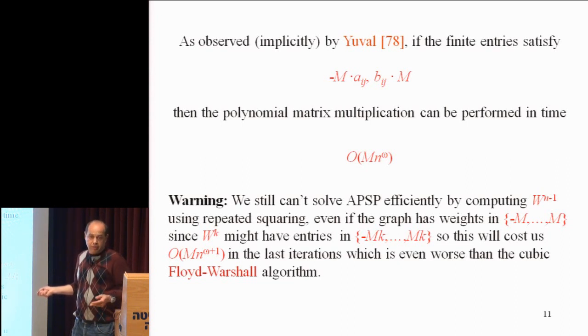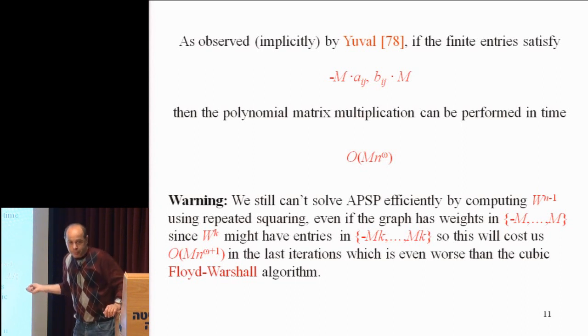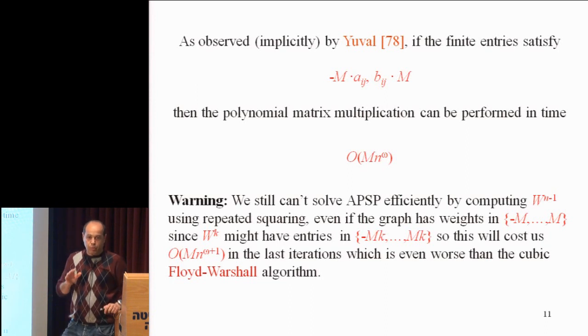This is very stupid, right? This is worse than cubic. So why not use Floyd-Warshall and go home? Right. So this is the main problem in all this area. The main problem is that once you get to large powers, the entries get very large, and it is very costly to do this trick of working over the ring. And the whole point is how to circumvent the problem of the entries getting large.